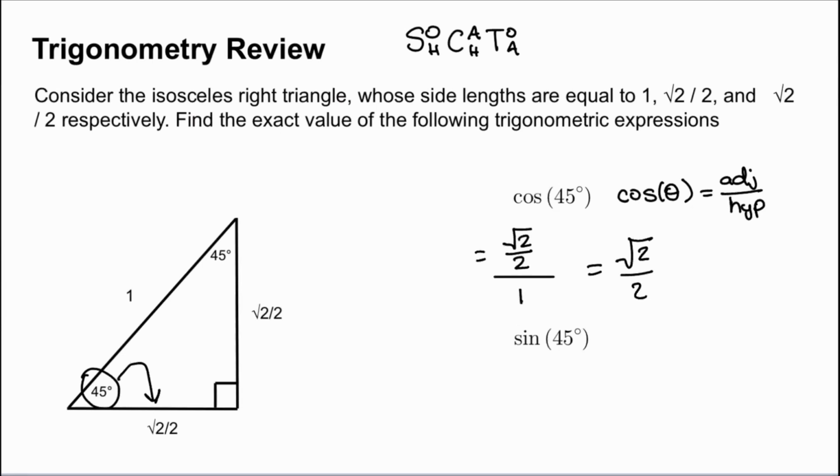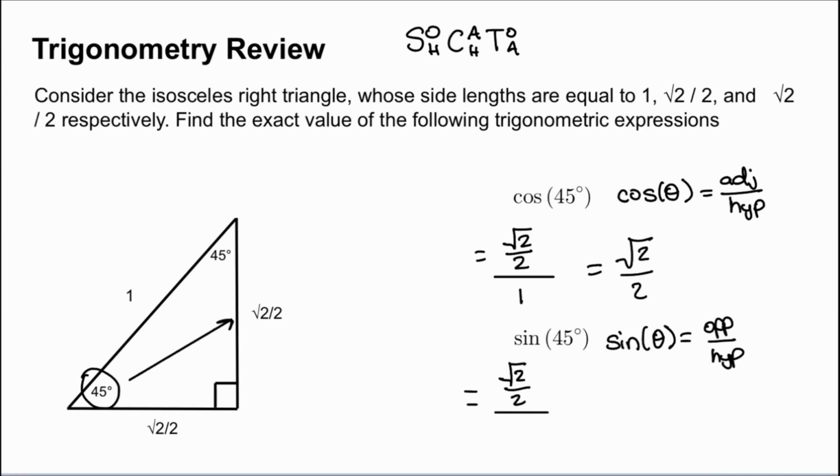Now sine of 45 degrees. We're going to use the SO part of SOHCAHTOA. So sine theta, where theta is 45 degrees, is equal to opposite over hypotenuse. So this is really equal to, let's focus on our 45 degrees. Opposite of 45 degrees is square root of 2 over 2 again, square root of 2 over 2. This is all over the hypotenuse, which is still 1. That never changes. This is also equal to the square root of 2 over 2.